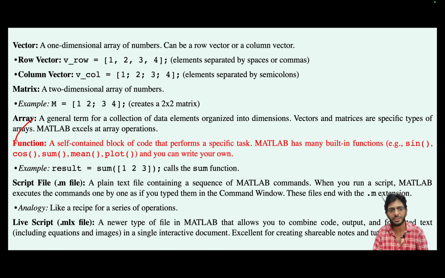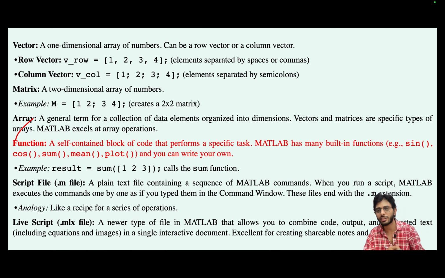Now, what is an array? A general term for a collection of data elements organized into dimensions. Vectors and matrices are specific types of arrays.